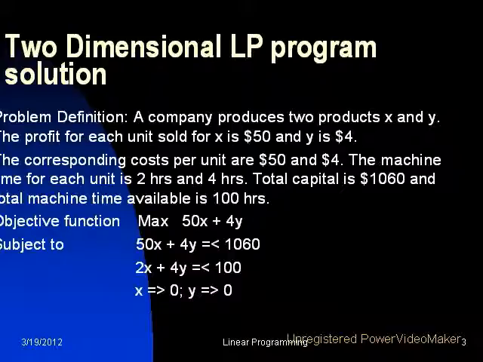Of linear programming depending upon the constraints on capital available and the machine hours. In this case, 50x plus 4y is less than or equal to 1060 and represents the total cost, and 2x plus 4y is less than or equal to 100 represents the total machine hours. In this case, x and y should be positive.